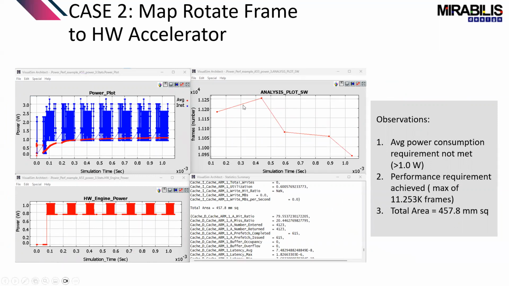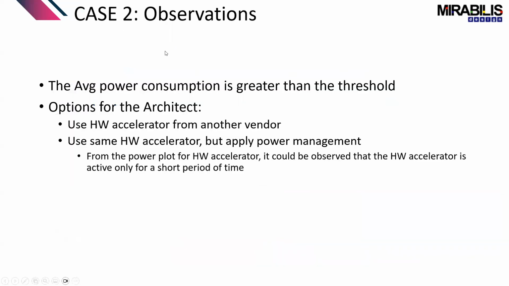Now we can see that the power consumption has increased. We can see now it is above 1 watt. So the average power requirement is not met, but the performance requirement is achieved. We can see a maximum of 11.253 thousand frames were achieved in this use case. And we could also see that the total area has been increased because we added hardware accelerator. It has gone up to 457.8 millimeters square.